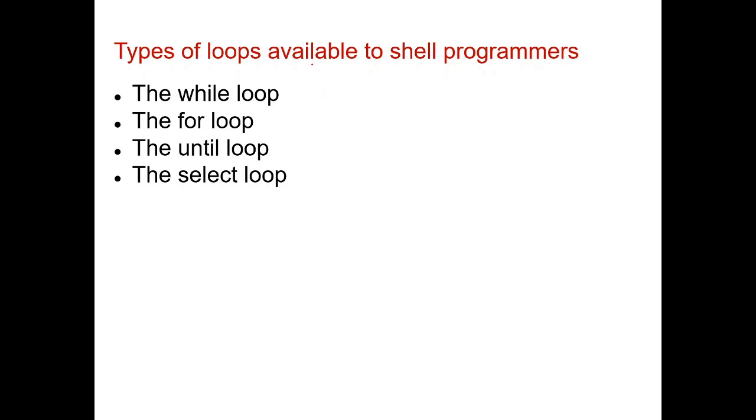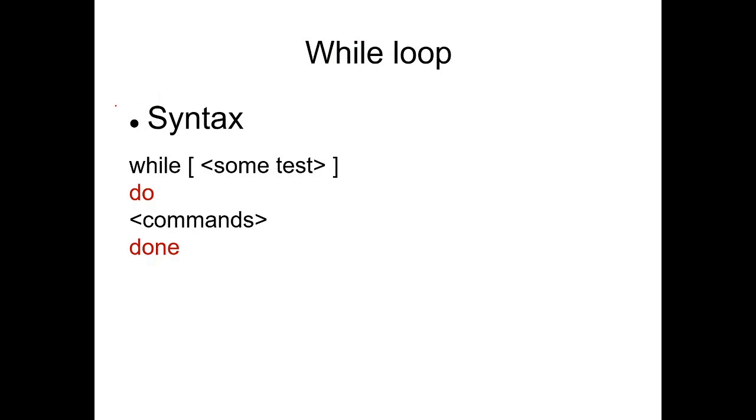The types of loops available to shell programmers are while loop, for loop, until loop and select loop. First one we will see is the while loop. So this is the syntax of the while loop.